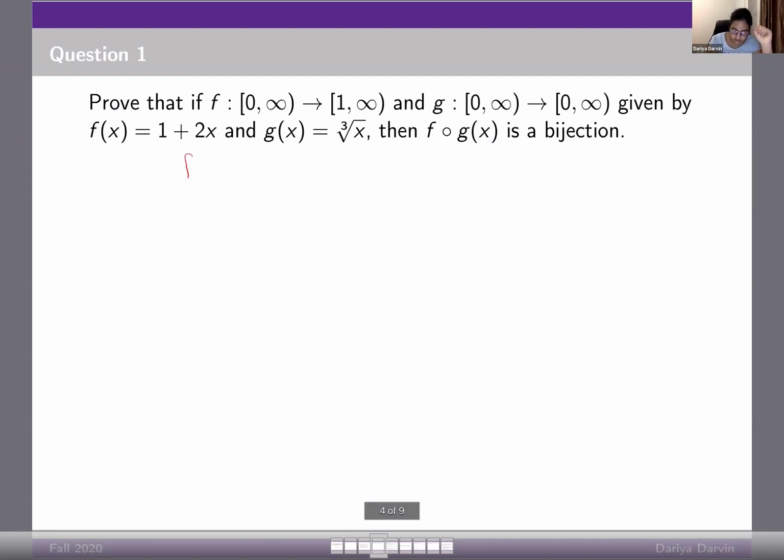So I have my composition f of g. Can someone tell me what the domain of my function will be? Any ideas? You all should have seen this in lecture already, composition of functions. So we have f from 0 to infinity to 1 to infinity, and g goes from 0 to infinity to 0 to infinity. Awesome. So it is 0 to infinity. Can someone tell me what the codomain will be?